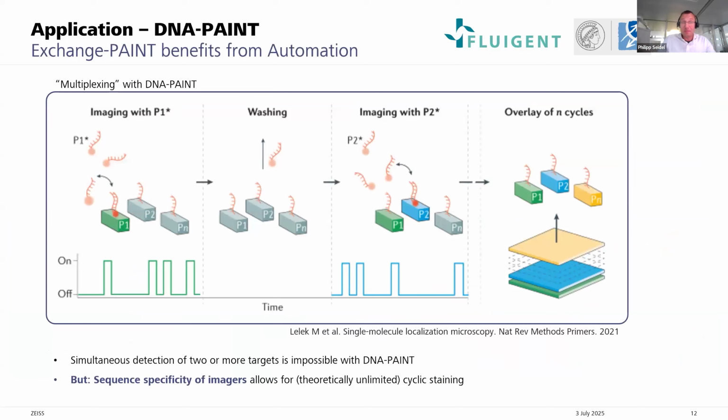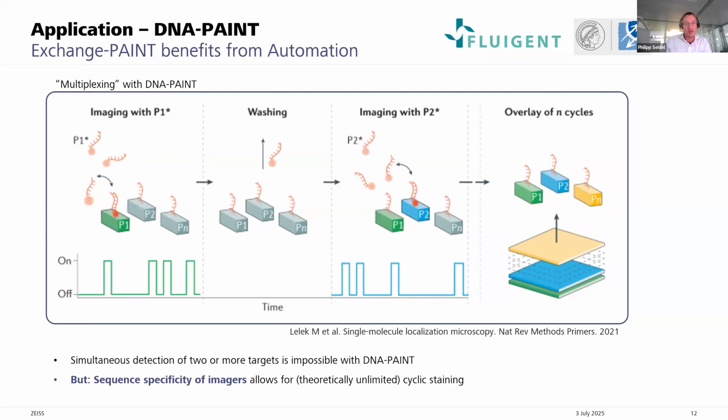So DNA-PAINT also has its version of multiplexing, which is actually a cyclic multiplexing. The intention here is to detect several targets in the same sample. And you can do that by first treating the sample with docking strands for all target molecules, and then sequentially supplying the single imagers.